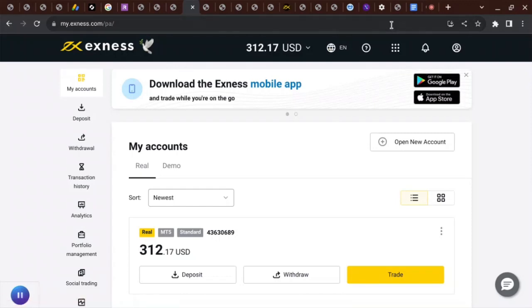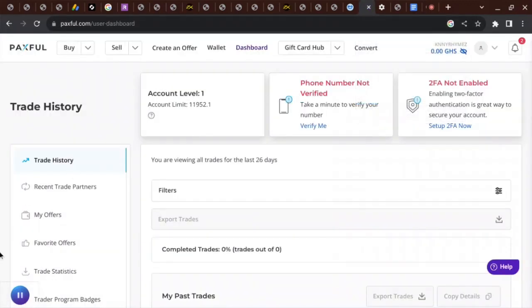So after that, I'll go straight to what? Paxful. Before you do this on Paxful, please make sure that you verify your phone number. You have to verify your phone number first, and you can't use one number to verify two accounts. It will never be possible. That's why I haven't verified this account, because I've already used my number to verify my main account. So you have to use your number to verify only one account.